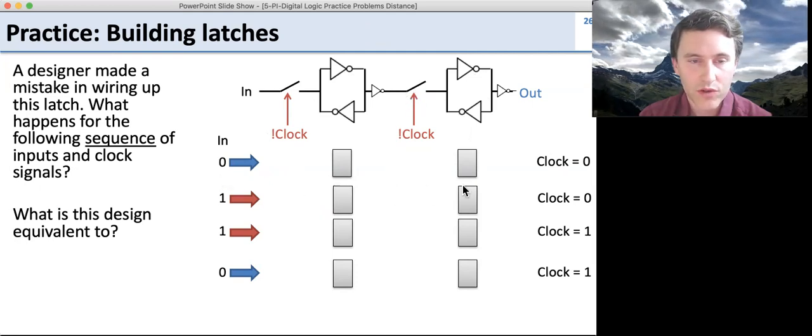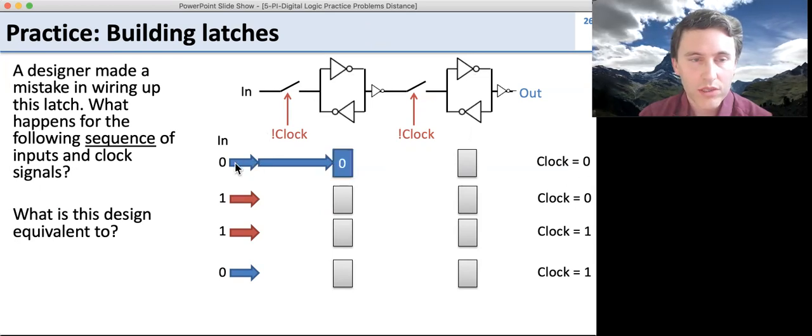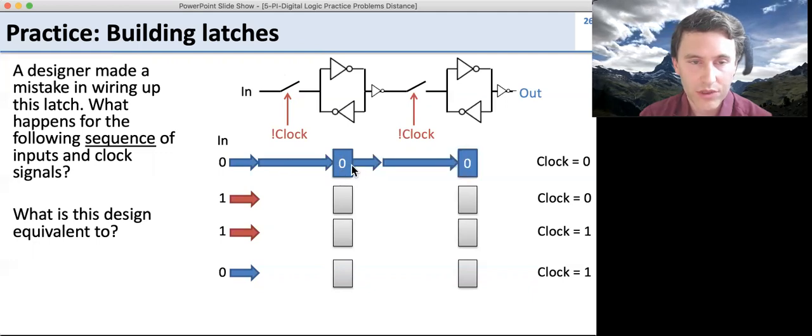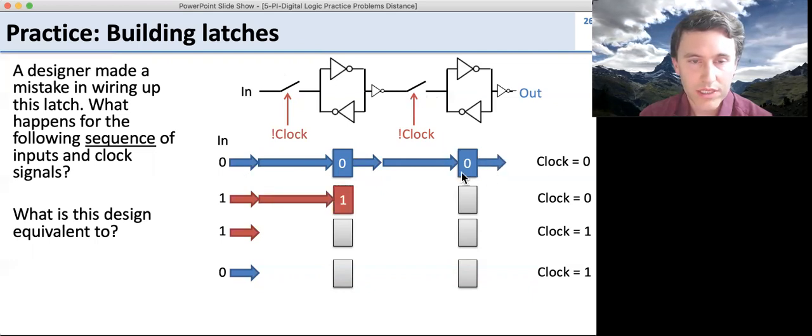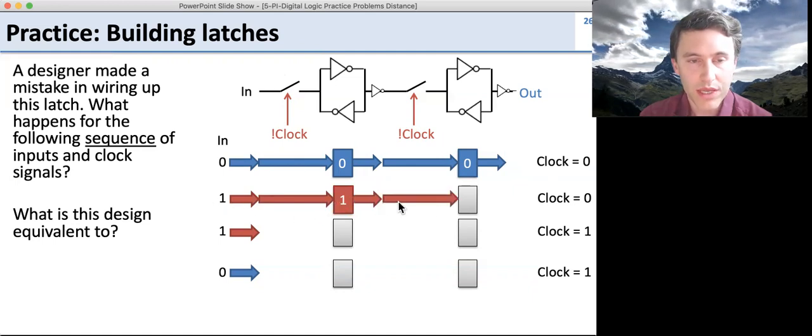So let's take a look at the first case here. Clock is 0, so we have a 0 coming in. It's going to go through the gate here, and it's going to get stuck in the latch. It's going to be stored there. It's going to come out, and go through the next one here because clock is 0, and it's going to come out the other end. So we get a 0 in and we get a 0 out. Now we change to a 1 in. Well, the 1 is going to do the same thing. It's going to go all the way through and get stored because clock is 0.